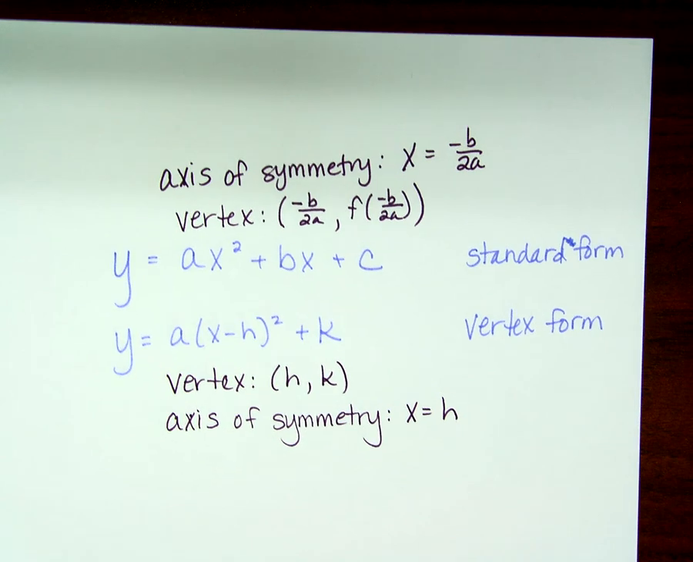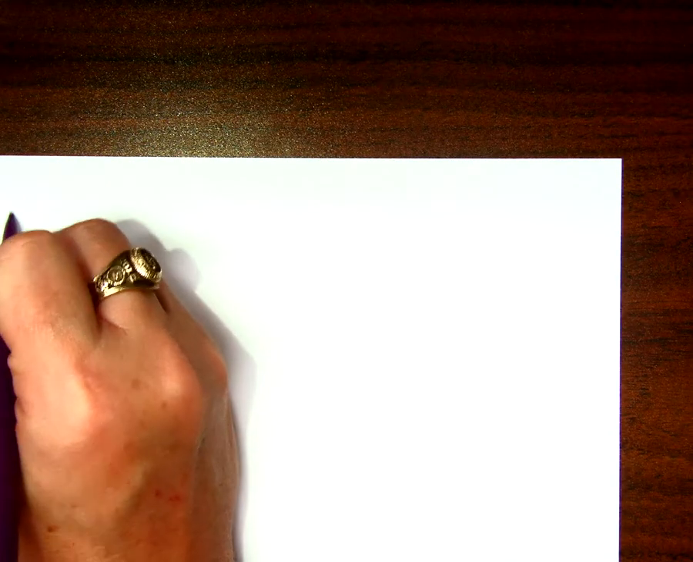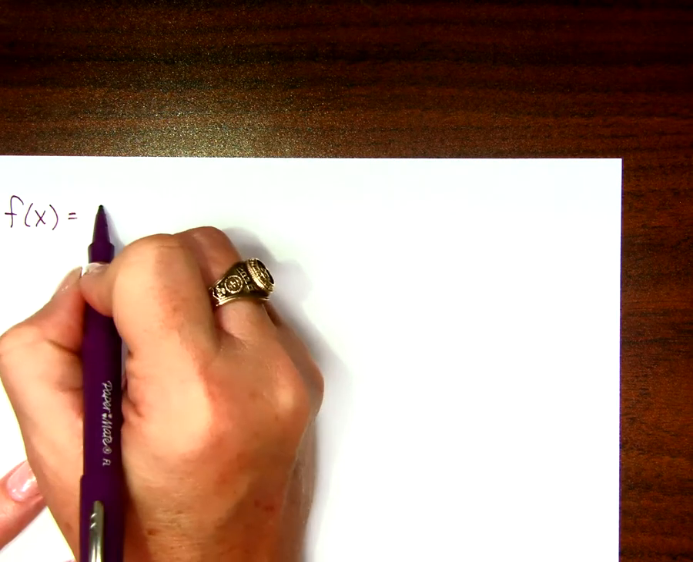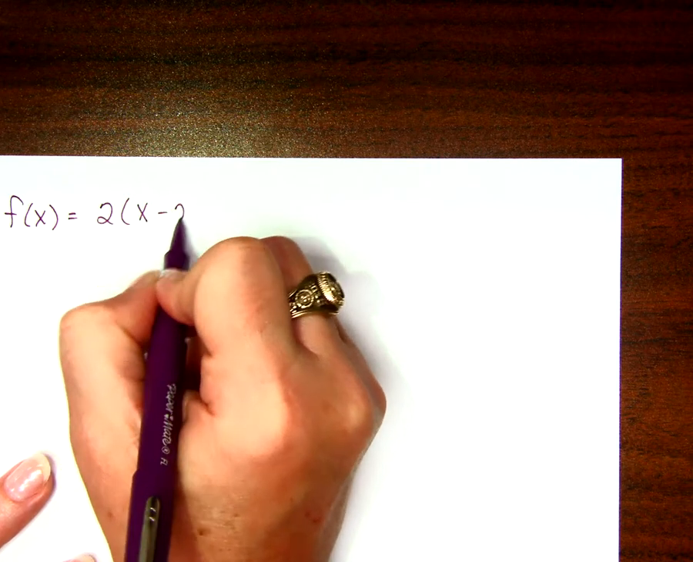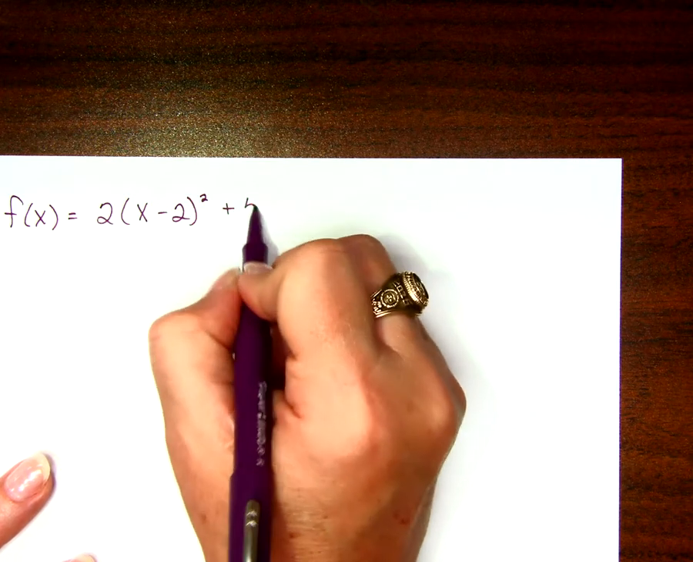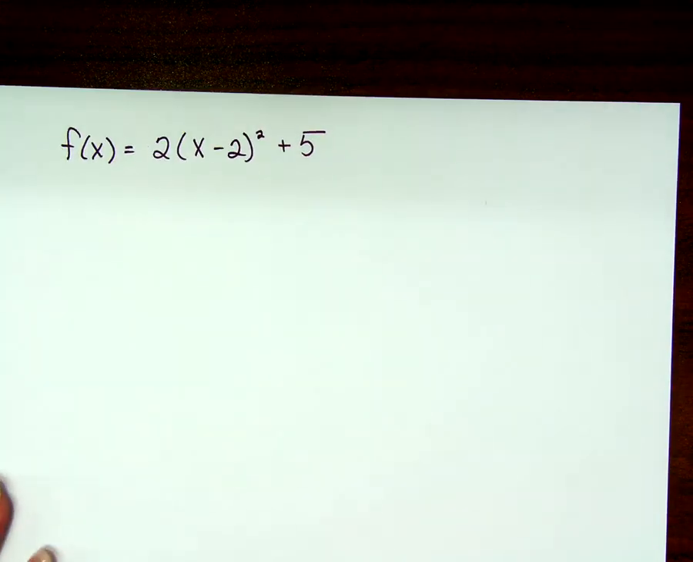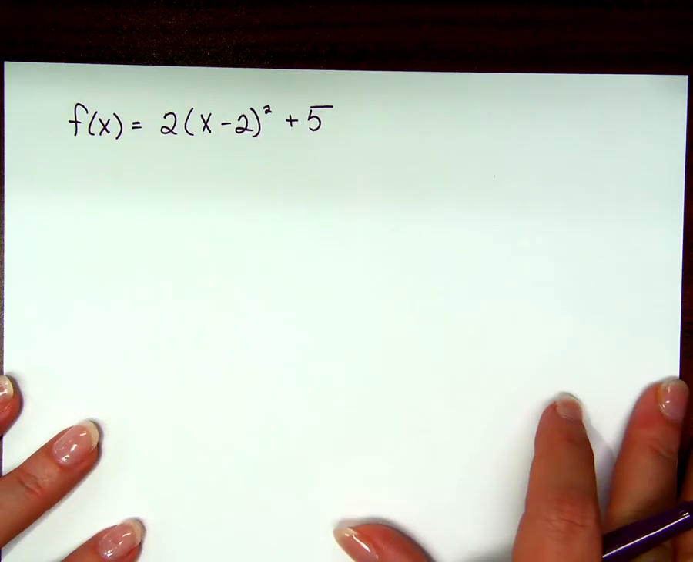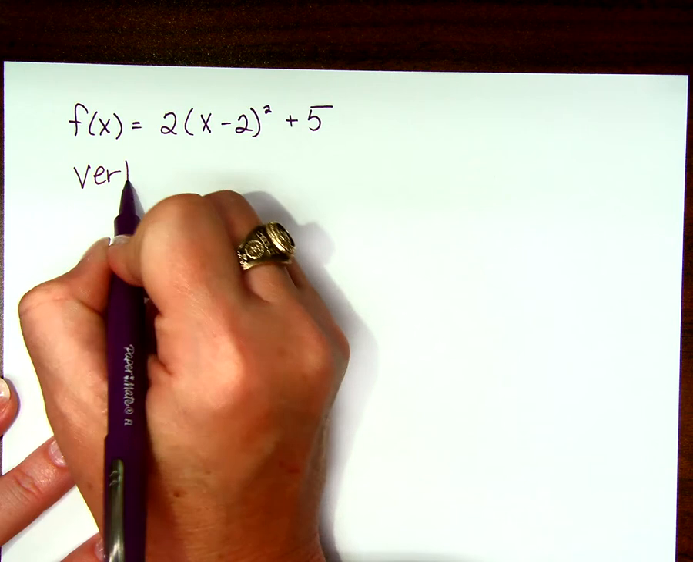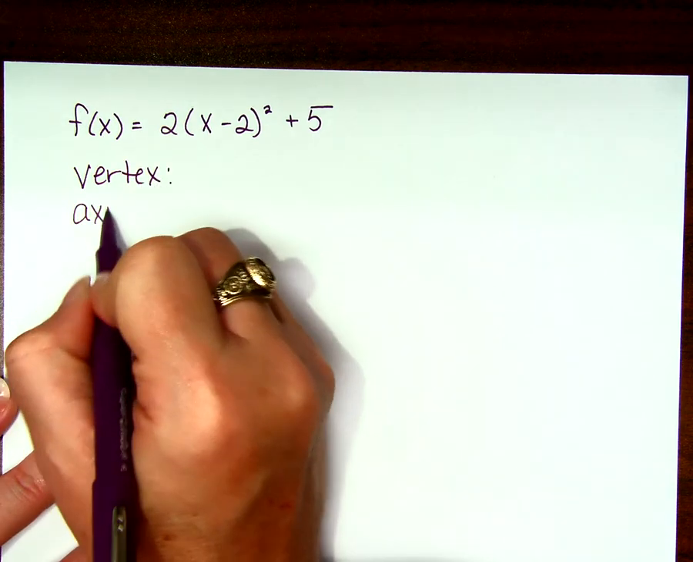Okay. So, in your homework, you're going to be asked to do several different things. There's several different sections in your homework. But it's going to give you a problem like this: f of x equals 2 times (x minus 2) squared plus 5. And the directions are going to say graph, identify the vertex, and axis of symmetry. So you've written the problem, because we write the problem on our homework, right? We need to find the vertex, and we need to find the axis of symmetry.